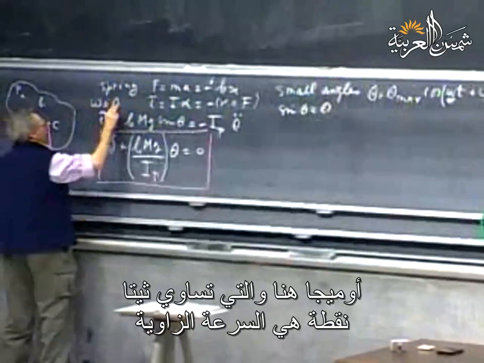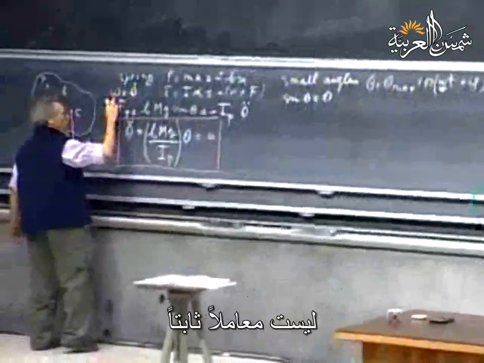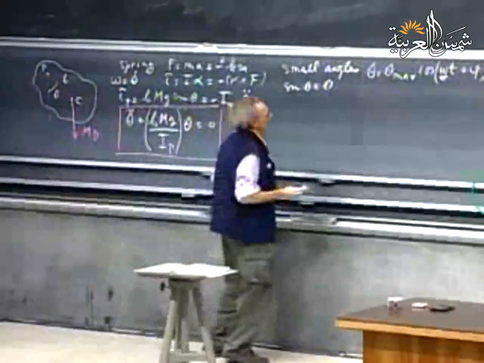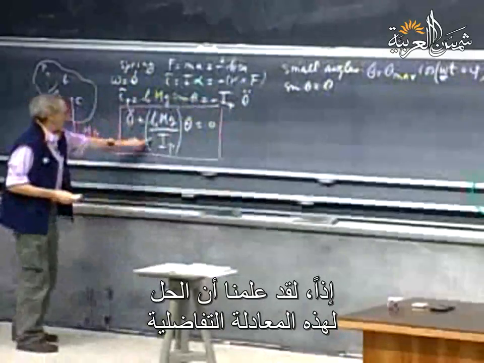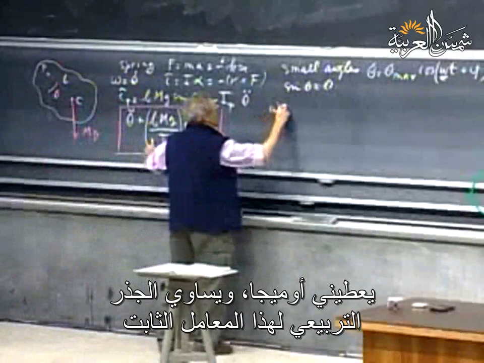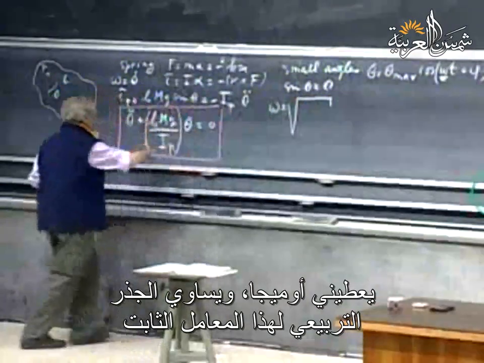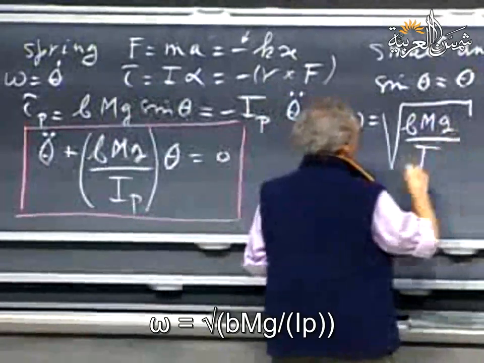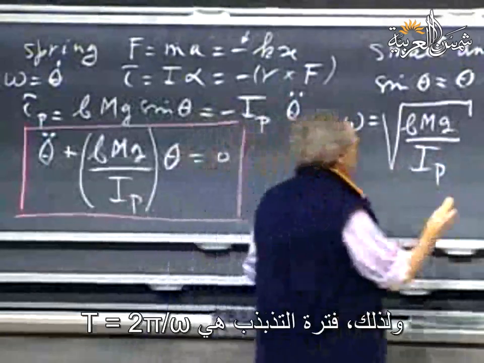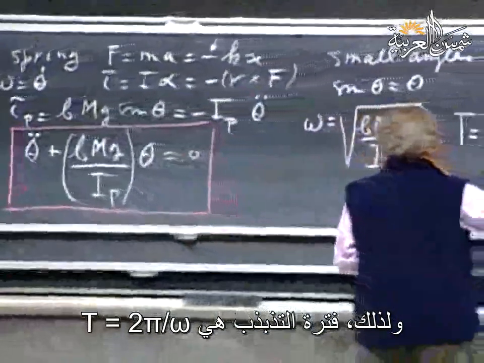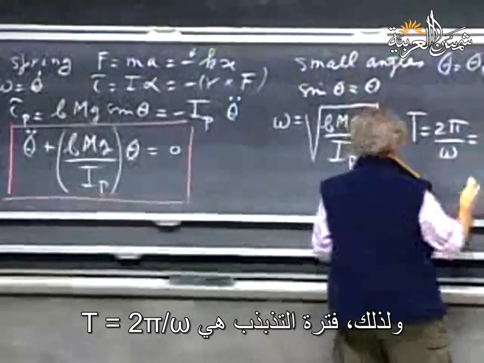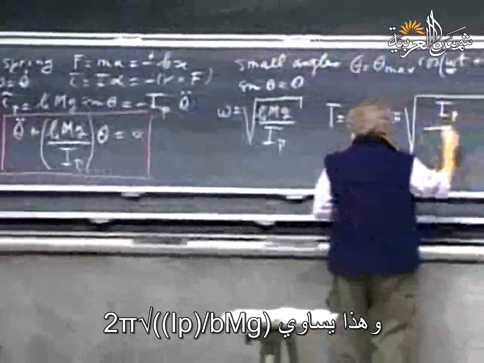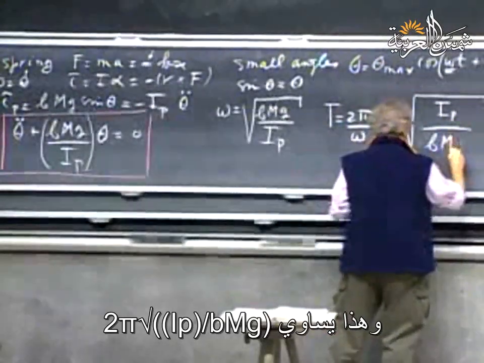Theta dot is the angular velocity, which is not a constant. The two are completely different. Omega is the angular frequency. So we know that the solution to this differential equation gives me omega is the square root of this constant. So that is b mg divided by the moment of inertia about that point P. And so the period of oscillation is 2 pi divided by omega, and so that is 2 pi times the square root of I relative to point P divided by b mg.